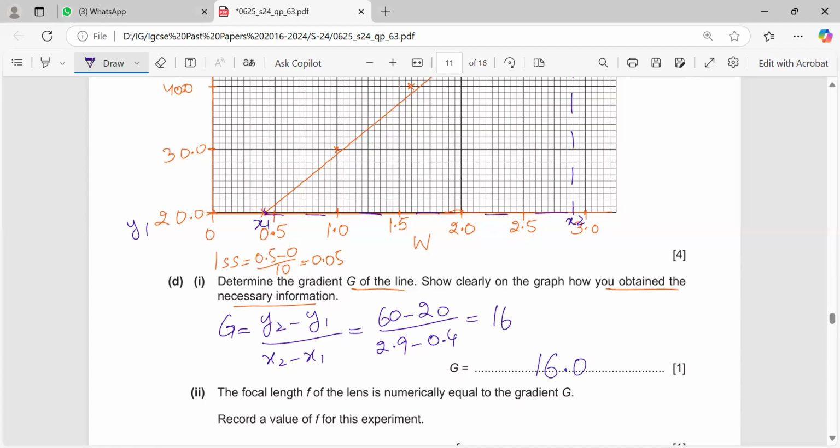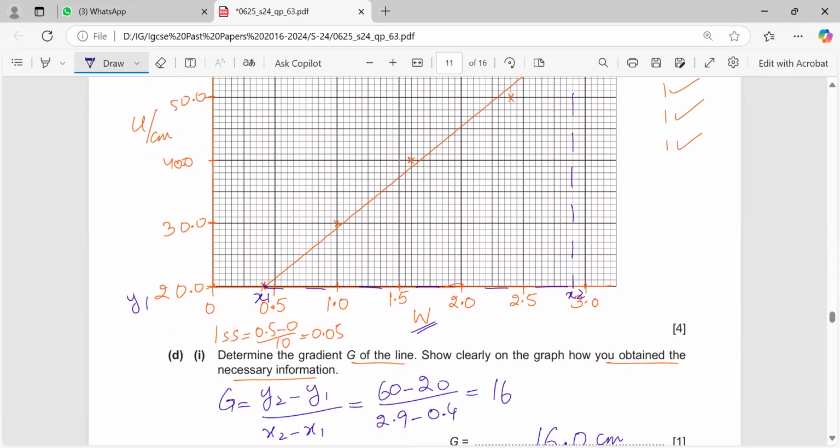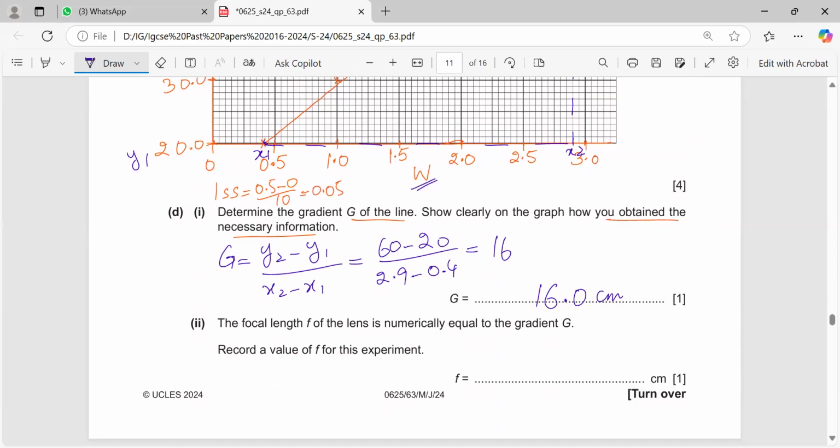No unit is needed, but if you want to write, the gradient is rise over run. Run has no unit, rise has the unit of centimeters. If you want to write it, you can write it. Otherwise, there is no mark for writing the unit in gradient. The focal length f of the lens is numerically equal to the gradient. So record a value of f for this experiment. So gradient is equal to focal length, so 16.0 centimeters.